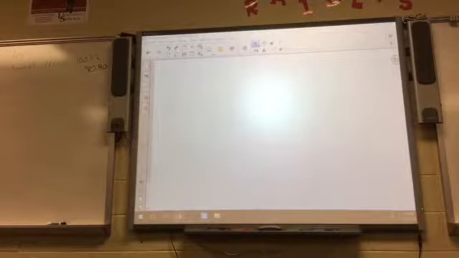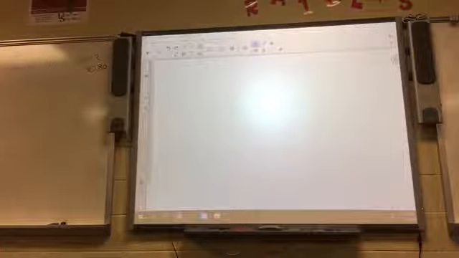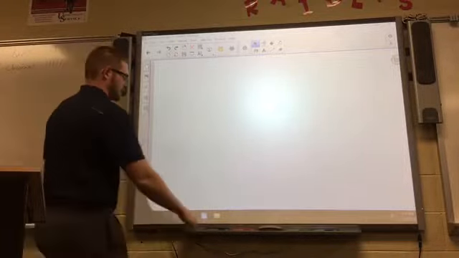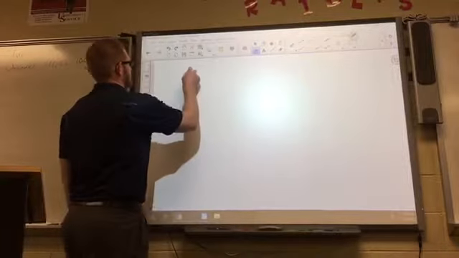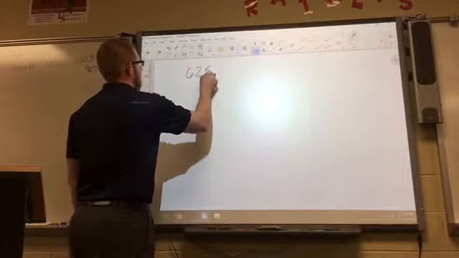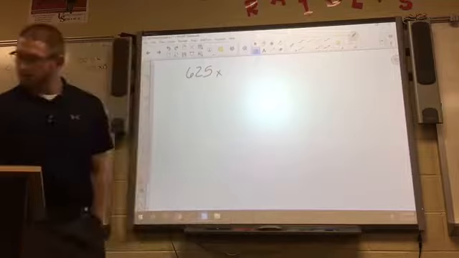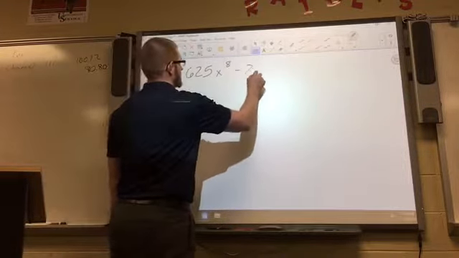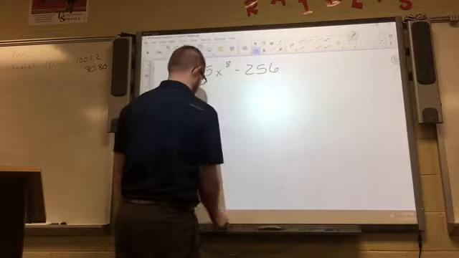Okay, these first two examples we're going to do here are using the same idea as we've been using. The numbers I'm going to give you are much larger though, so it's going to look a little bit different. The first one they give me is 625x to the 8th minus 256. And they want us to factor this completely.